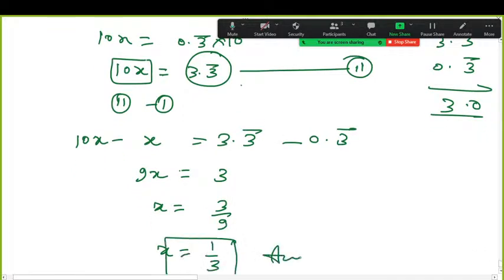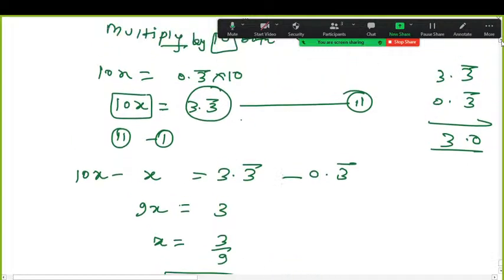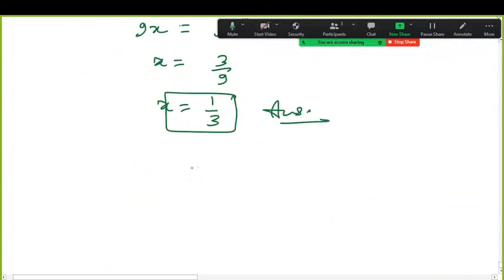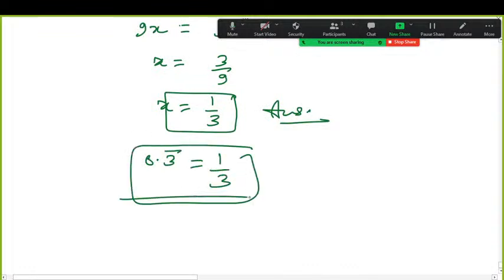In this way you can figure out your answer. You just assumed it to be x. What have you assumed to be x? You have assumed 0.3 bar to be x. That's why you got the value of 0.3 bar. That means in this way you can convert.